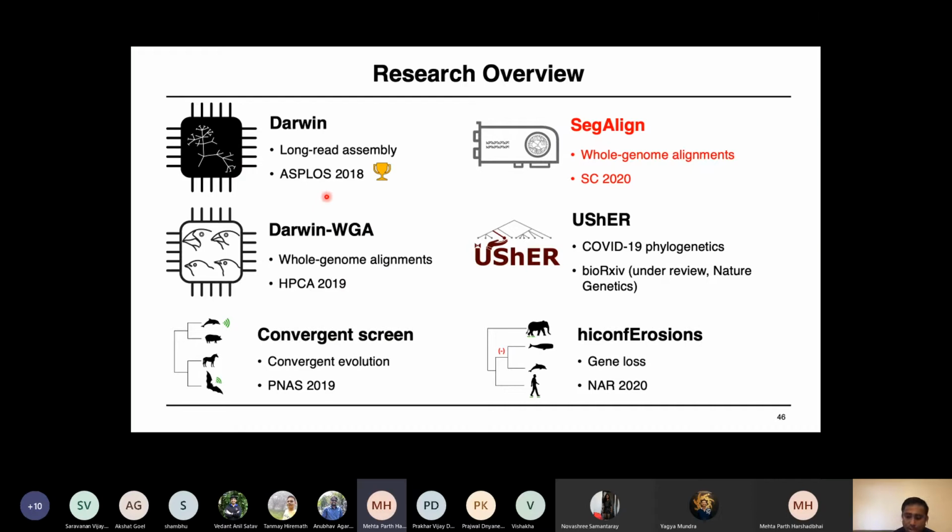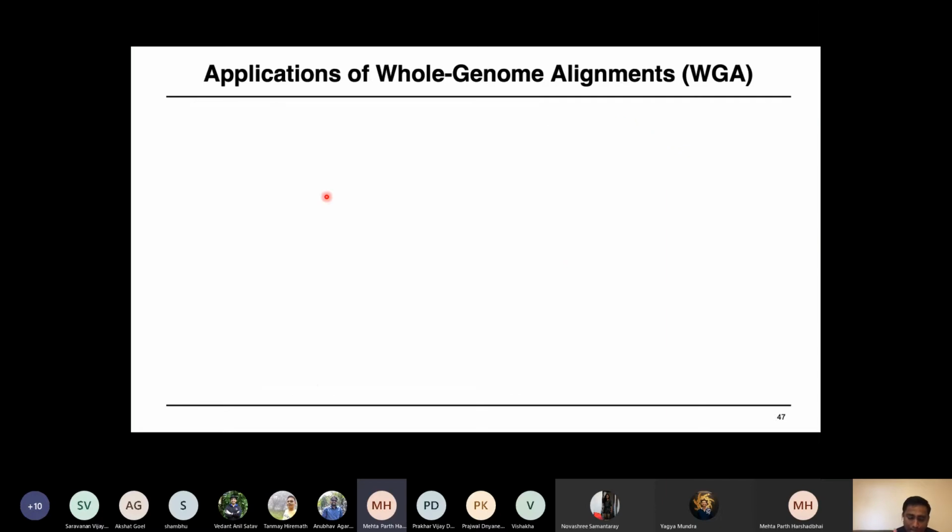But it covers the application of whole genome alignments. So before I explain Segaline, I'll actually have to tell you what comparative genomics really is. This is a field where, as the name suggests, it involves comparing genomes together. And in this case, it's actually comparing genomes of different species. And that has a lot of applications, which I'm going to highlight later.